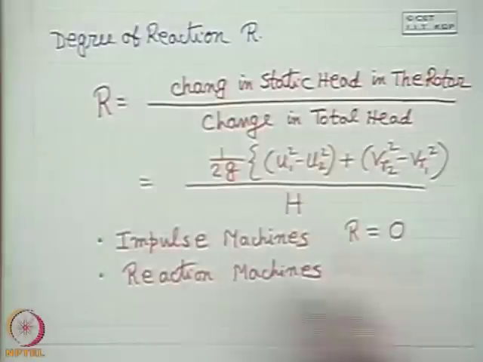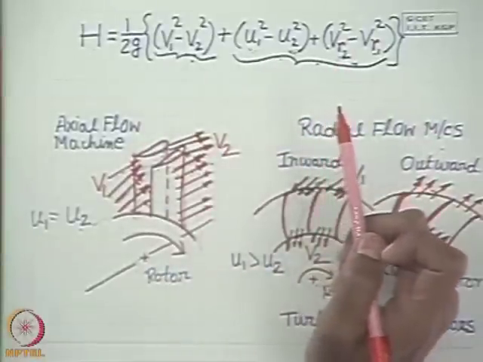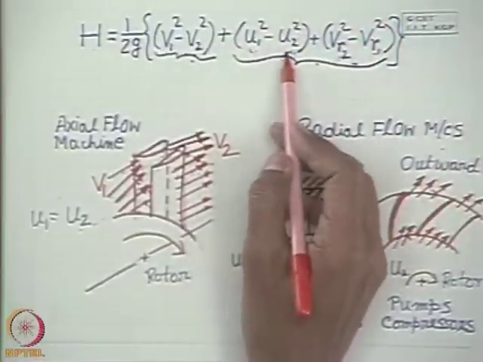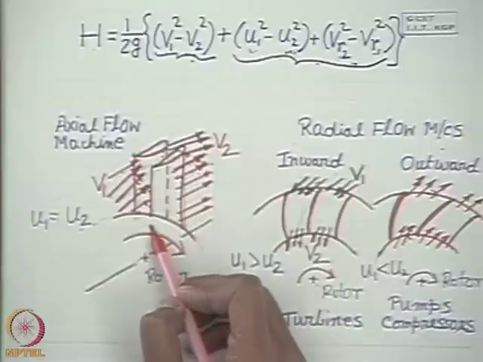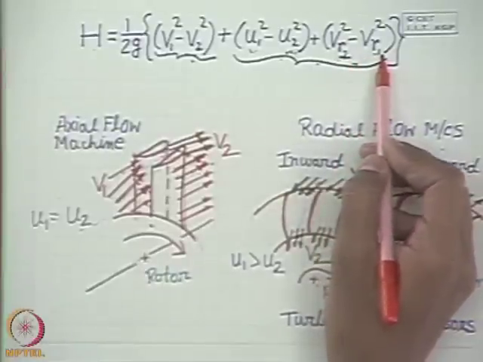So, the very first consequence of this impulse machine where R is 0 is that if you look back again at these equations, if there is no change in the static head, the first two terms would be independently 0, then U1 has to be U2. That means the impulse machine has to be an axial one. Again, there should not be any change in the relative velocity of the fluid, which means that in an impulse machine the flow passage should be uniform in cross section along the direction of the flow, so that the relative velocity of the fluid with respect to the machine does not change, for which the pressure of the fluid will remain constant.